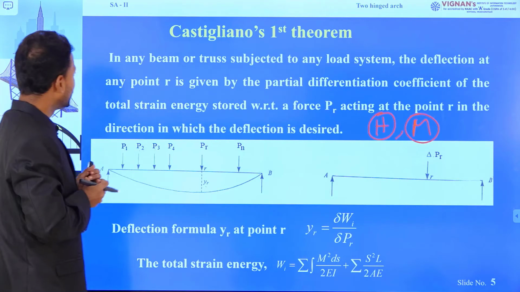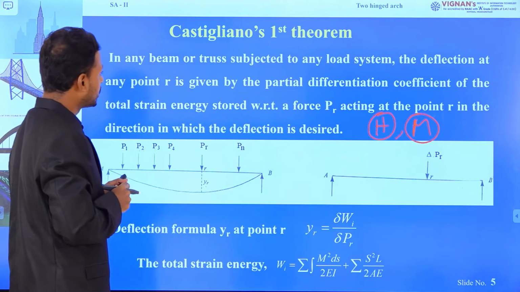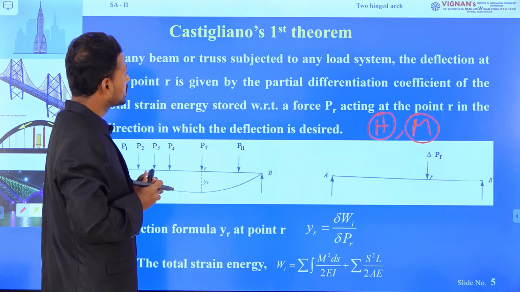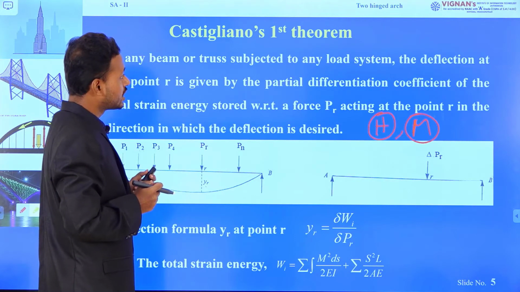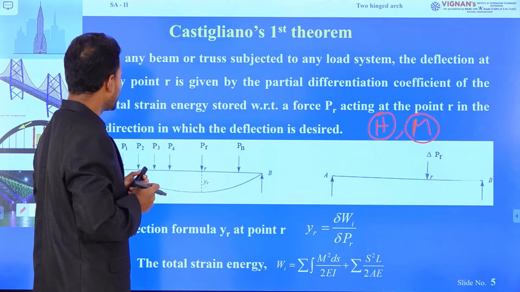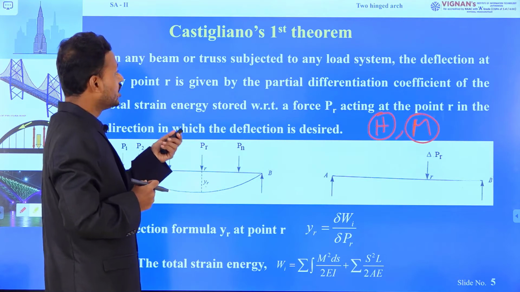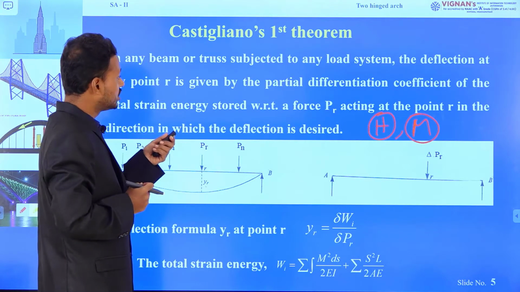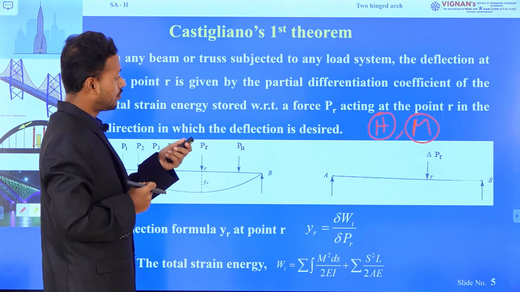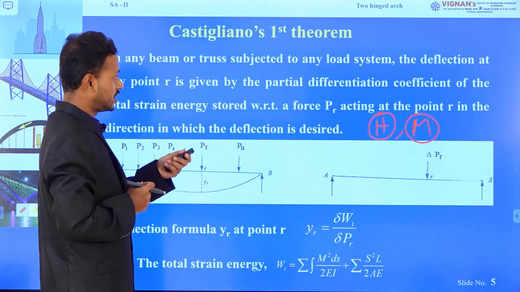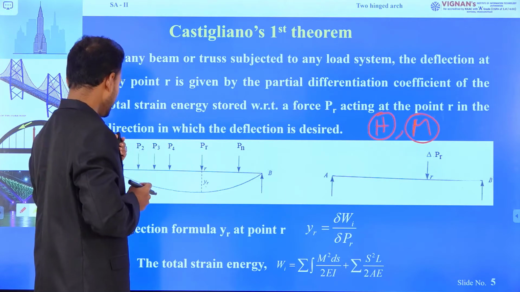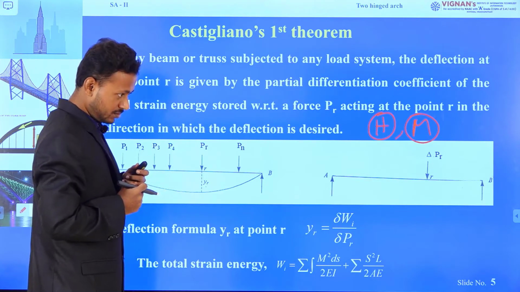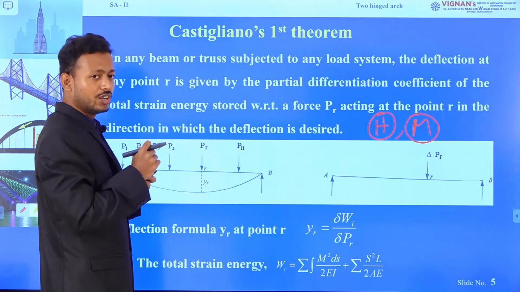Now, according to Castigliano's theorem, for any beam or truss subjected to any load system, the deflection at any point r is given by the partial differentiation coefficient of the total strain energy stored with respect to the force Pr acting at the point r in the direction in which the deflection is desired. The definition is long, but it is very simple.